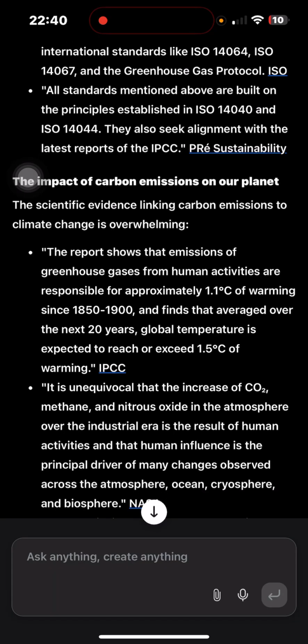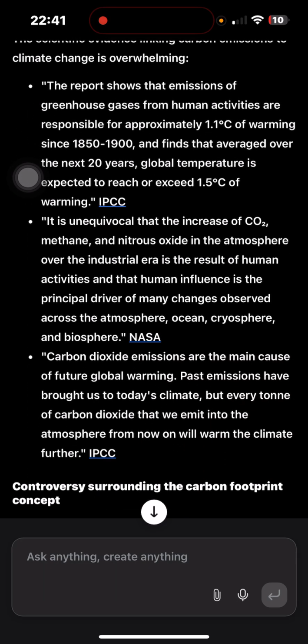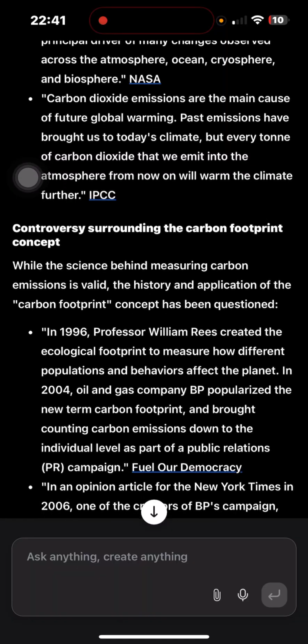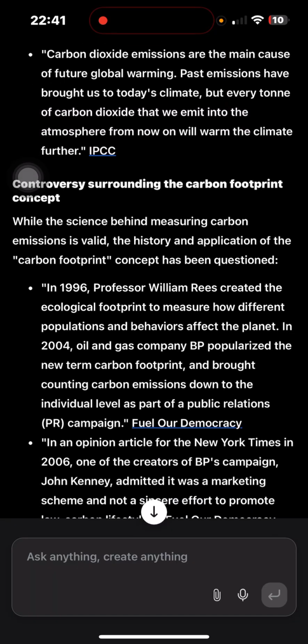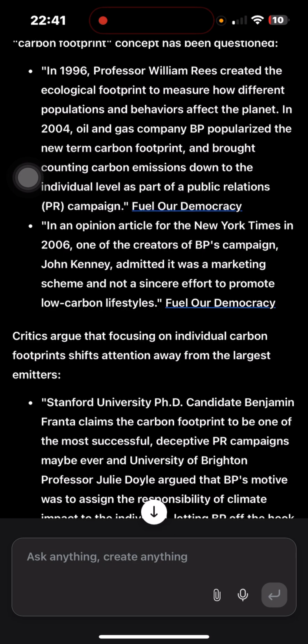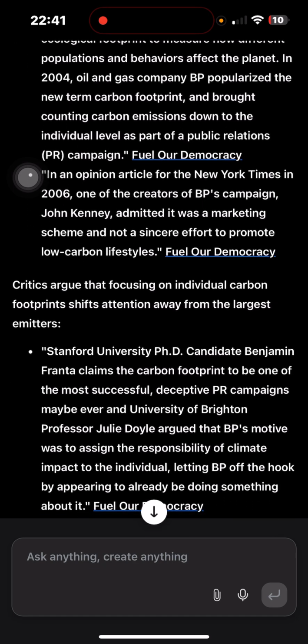So the impact of carbon emissions on our planet, okay. You can see the global warming is happening all throughout the world. Increase of CO2, methane, carbon dioxide emissions are the main cause of future global warming. Controversy is that in 2000, company BP popularized the new term carbon footprint and brought counting carbon emissions down to the individual level as part of a public relations, yes, PR campaign. So that is what I referred to.